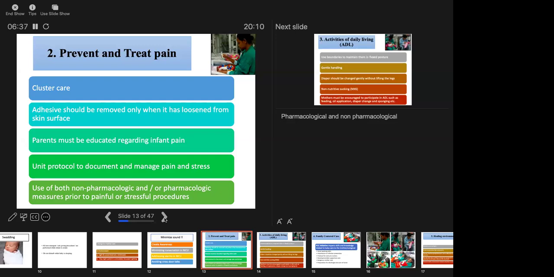And also parents must be educated regarding the pain. Every unit should have a documented unit protocol to assess the pain and also to manage the pain. So this is also very important in prevention and treatment of the pain. And one should use both non-pharmacological measures and pharmacological measures to prevent the pain and also to manage the pain.